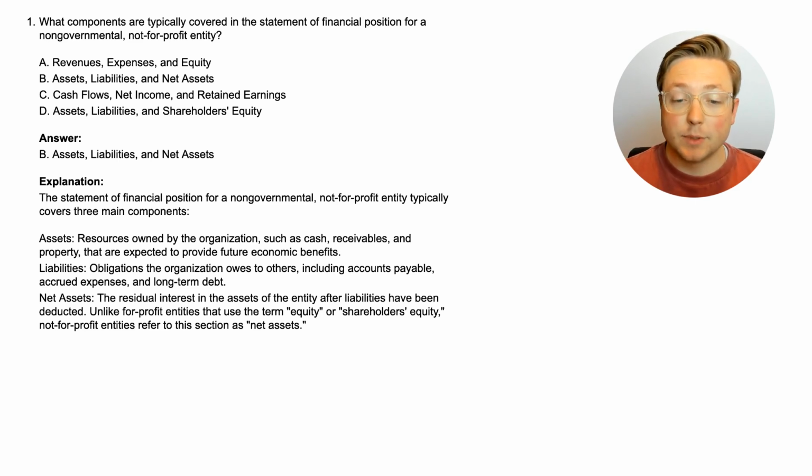The Statement of Financial Position for a non-governmental, not-for-profit entity typically covers 3 main components: assets, liabilities, and net assets. The assets, like we know, are resources owned by the organization, such as cash, receivables, and property that are expected to provide future economic benefits. The liabilities are obligations the organization owes to others, including accounts payable, accrued expenses, and long-term debt. Again, that's stuff that you definitely already know.